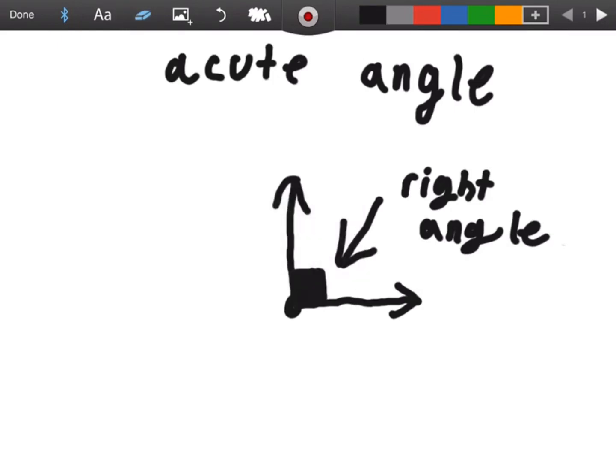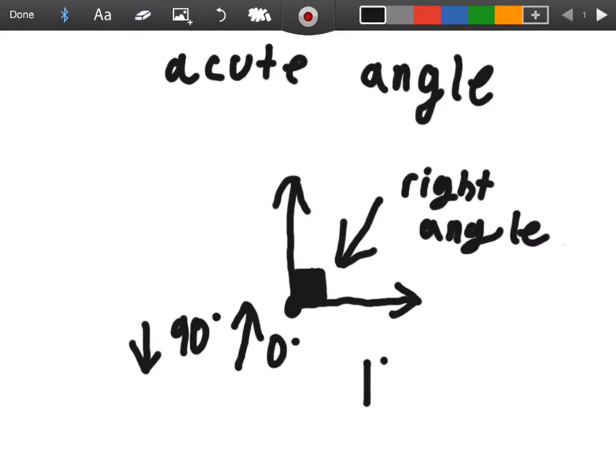But what is an acute angle? An acute angle is less than 90 degrees, but it's always more than 0 degrees. As you guys can see, I'm adding those little dots because that's the degree symbol. So it's anywhere from 1 degree to 89 degrees.